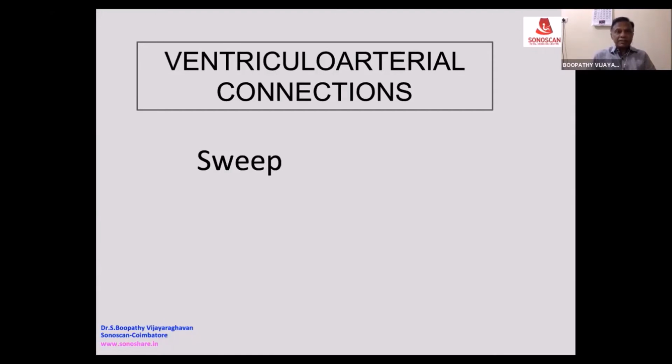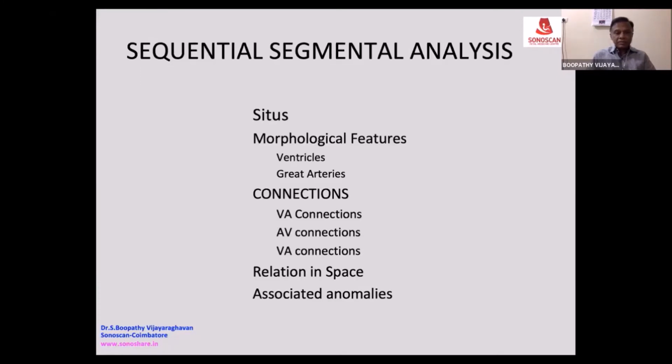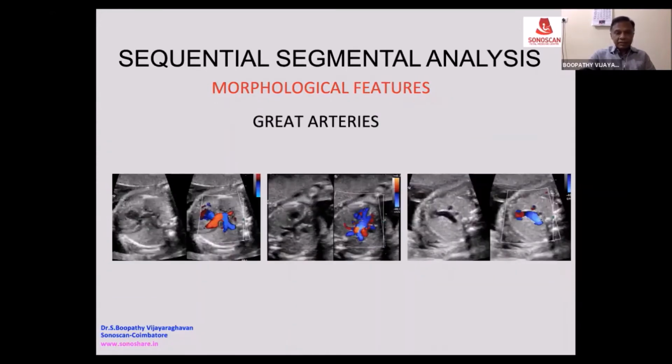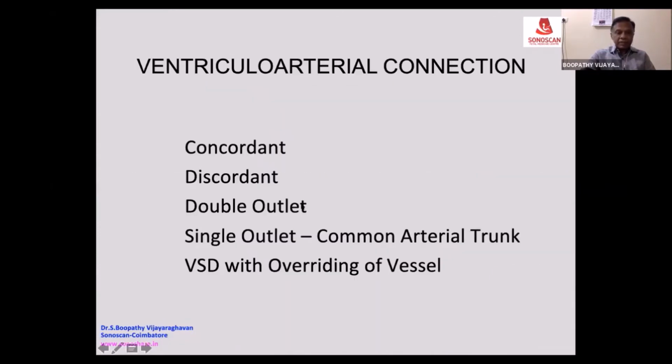You make a sweep. Now the sweep is very, very crucial in this, and then you also look for the chambers and the vessels in relation in space within the chest. We have already seen the LV and the RV; we have to go by the morphology. Then the identification of the great arteries is by the early branching. So here double outlet ventricle, it can be a single outlet ventricle in common artery.